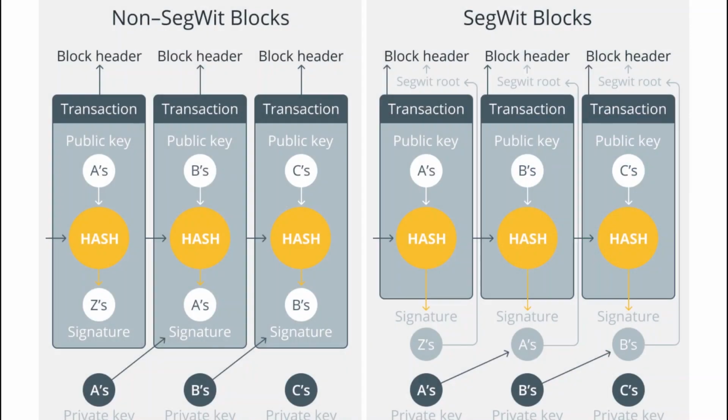SegWit stands for Segregated Witness and refers to a change in the transaction format of Bitcoin. Its stated purpose as a protocol upgrade was to protect against transaction malleability and decrease transaction times by increasing block capacity on the network.